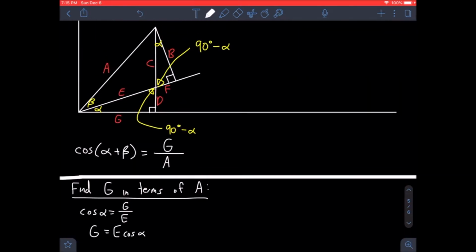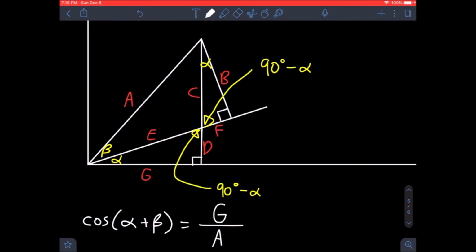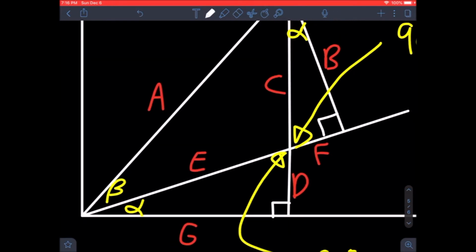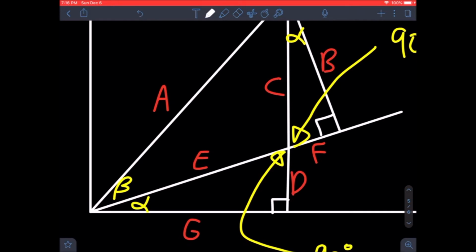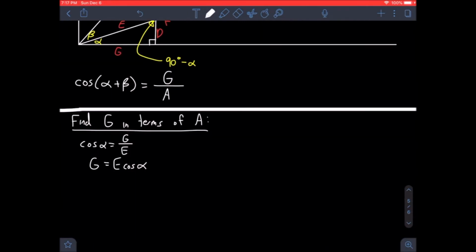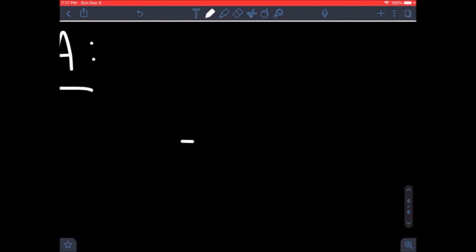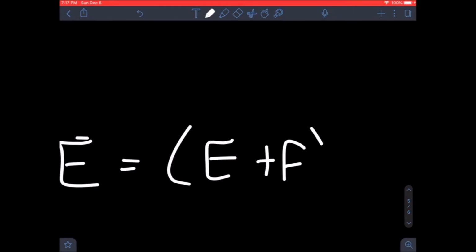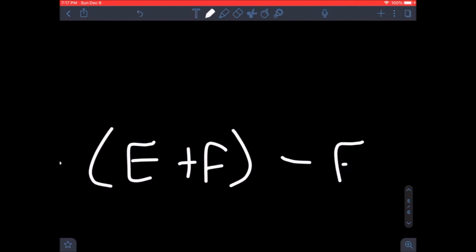Can we do that? Let's look at our picture. We can't directly write E in terms of A because they're not part of the same right triangle. So what we're actually going to do is first write E in terms of E plus F and F. Because we know that E is equal to E plus F minus F.